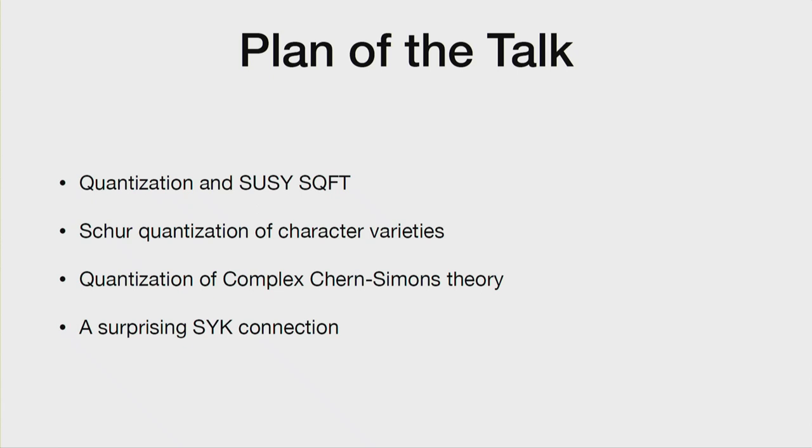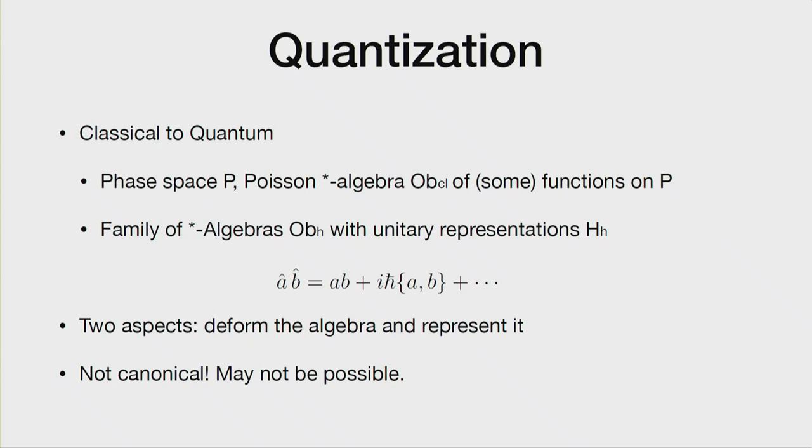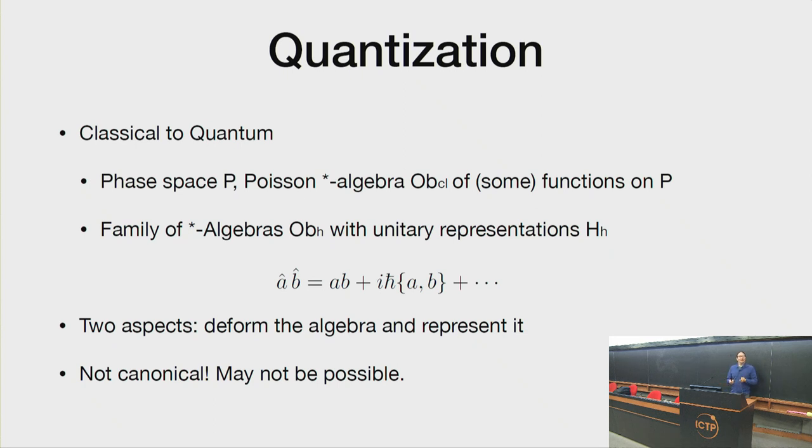And I will end up with a small example, which is a surprising duality between complex Chern-Simons theory and the SYK model, double scale SYK model. So quantization. Quantization, well, of course, is a pretty familiar notion. It's the idea of a procedure to take a classical system and try to produce a quantum system. Typically, you have some phase space and some Poisson algebra of observables, say some classical functions on your phase space with a complex conjugation and the Poisson bracket. And your goal is to produce a family of algebras, non-commutative algebras, which deform the classical observables by the Poisson bracket and higher order terms.